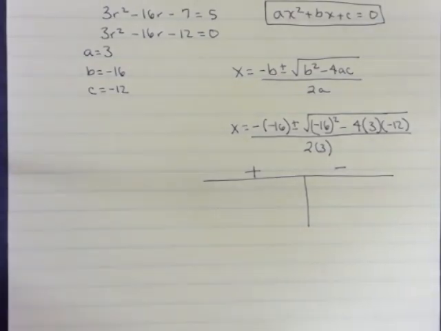I press negative parentheses negative 16 plus the square root of parentheses negative 16 squared minus 4 parentheses 3 parentheses negative 12, and then I'm going to press enter. So that gives me 36. 36 divided by 2 times 3, divided by 6, is 6.